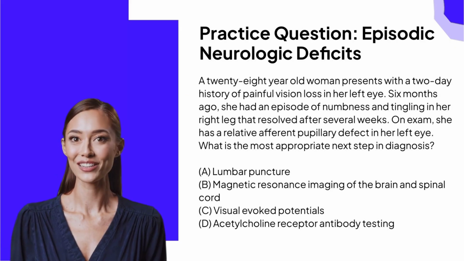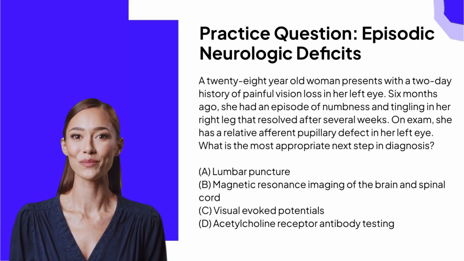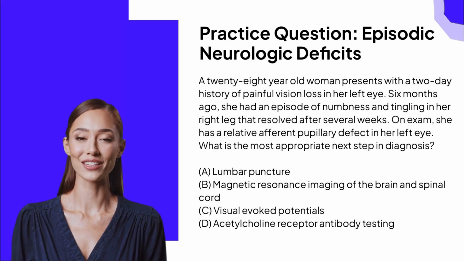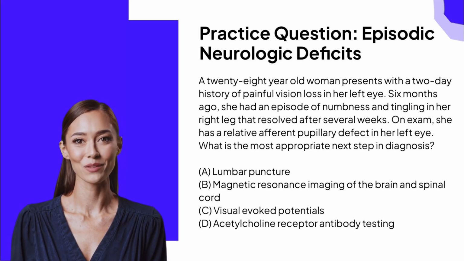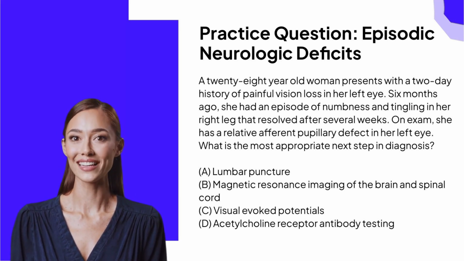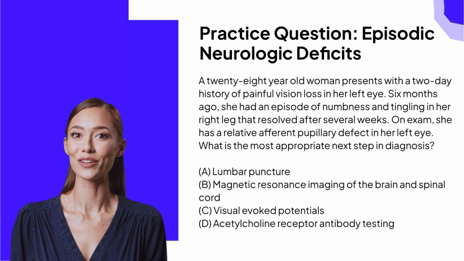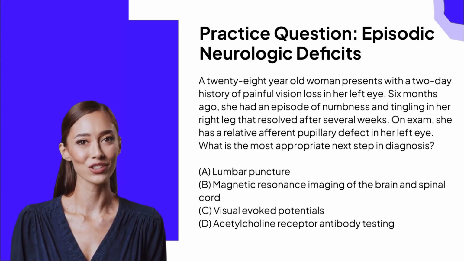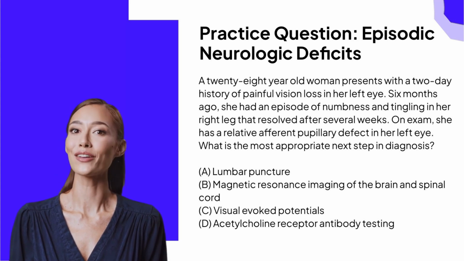Here is our third practice question. A 28-year-old woman presents with a 2-day history of painful vision loss in her left eye. 6 months ago, she had an episode of numbness and tingling in her right leg that resolved after several weeks. On exam, she has a relative afferent pupillary defect in her left eye. What is the most appropriate next step in diagnosis?